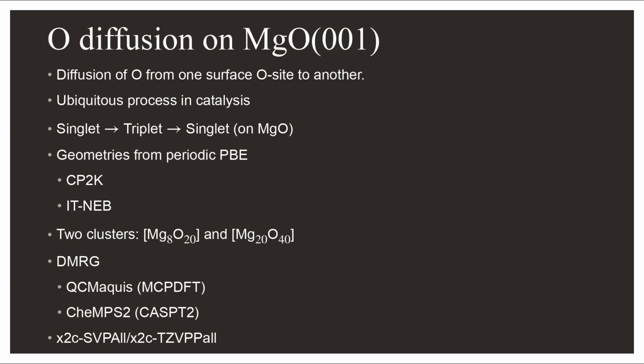So I did some geometry optimization using periodic DFT, because here it would be very hard to do this with the embedded cluster approach. And I used the improved tangent nudged elastic band routine to map out the potential energy surface. In the end, I also used two different clusters just to see what happens if you have a small cluster and what happens if you have a large cluster. I also used DMRG here, both with QCMaquis and ChemPS2, because if nothing has changed since I last looked, we have no single DMRG implementation in OpenMolcas that can do both CASPT2 and NEVPT2. You actually have to use different libraries, which is a bit annoying. And I used those basis sets here.